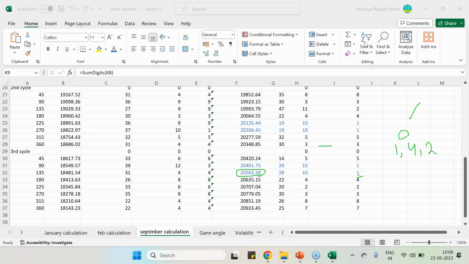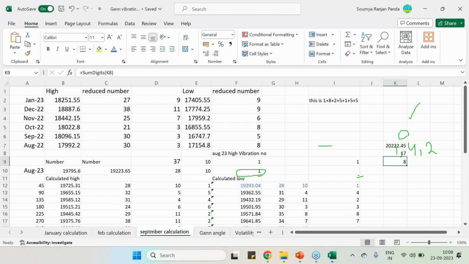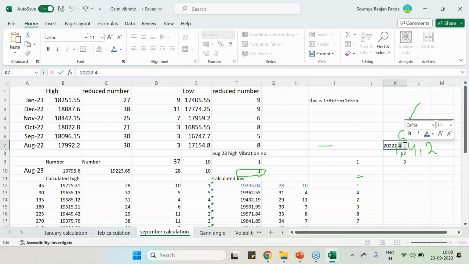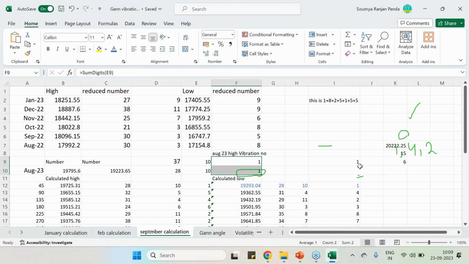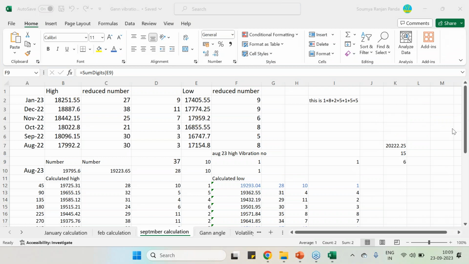222.45 it has come. So this is what it has come. You can say there is a 5 here. Instead of 5, if you make 40 paisa here, it is coming 3. So if you make it 30 paisa, 25 paisa here, you can reduce it. So you can make these things to be 1 also, because it is a universal number. We are lucky enough that August high and low both gave a number 1. So it is universal.